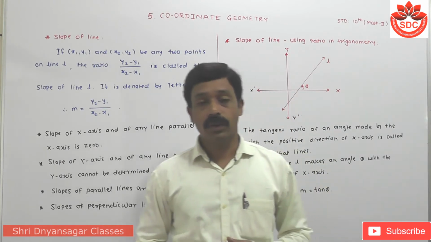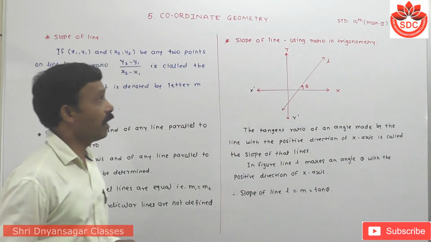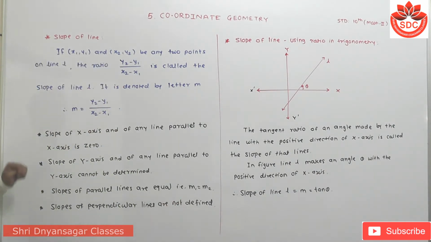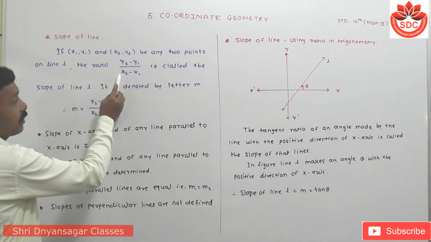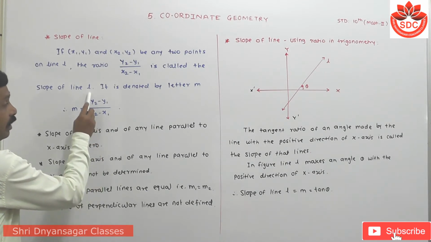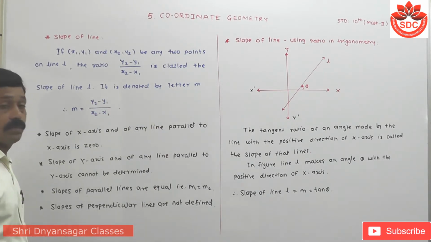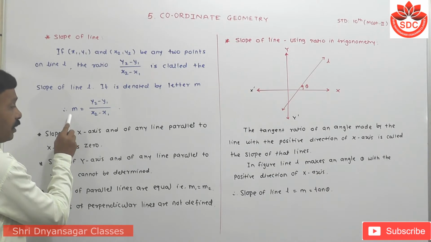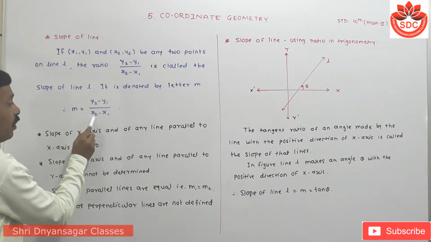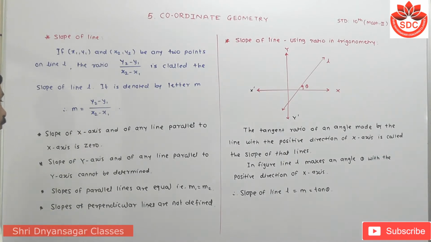Now we have to discuss the slope of a line using the ratio of trigonometry also. First, I repeat, the slope of the line. If x1, y1 and x2, y2 are any two points on line L, then the ratio y2 minus y1 upon x2 minus x1 is called the slope of the line L. It is denoted by the letter m. Therefore, the slope of line L, that is m, equals y2 minus y1 upon x2 minus x1.